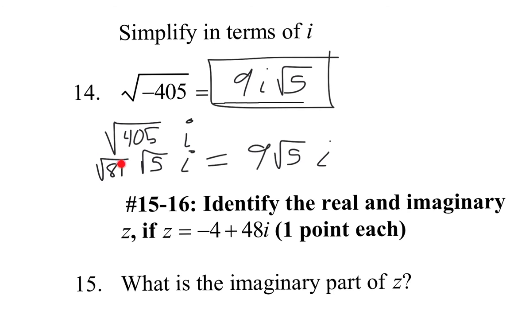So you're looking for the biggest perfect square that goes into 405, after you pull the i out. Step 1 is always pull out the -1 and call it i. Then from there, what's the biggest perfect square that goes into that? And then you simplify down. So that's how you do those ones.